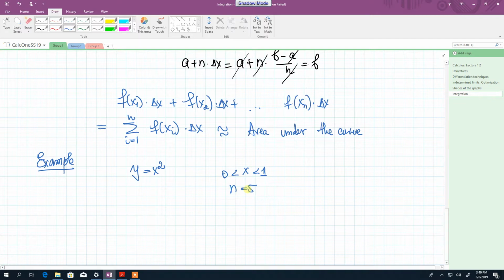Then take the left endpoints to make the rectangles. If your ID is even, then take the right endpoints. All of you should do this. I'm going to check.